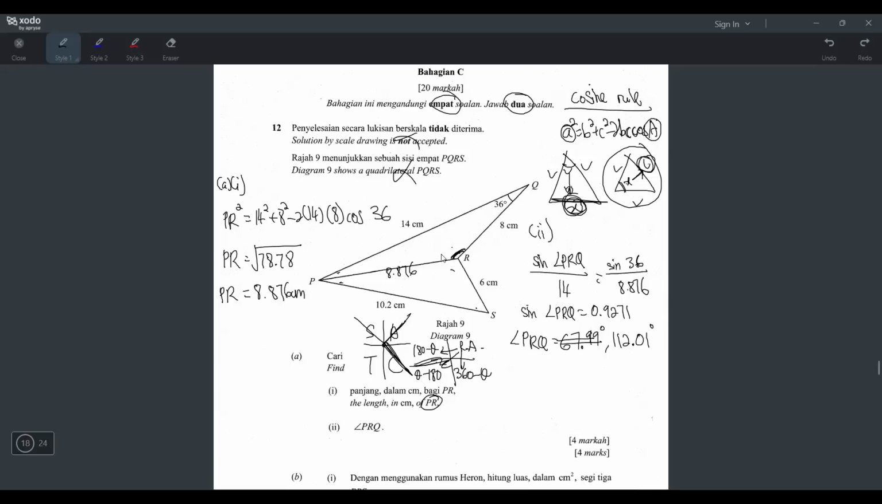Okay. So for this case, you can see it's an obtuse angle. It's more than 90 but smaller than 180. That's why we take this as the answer.